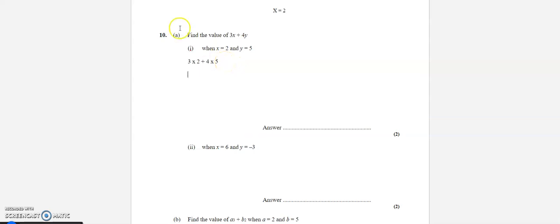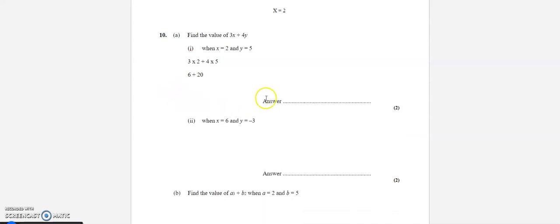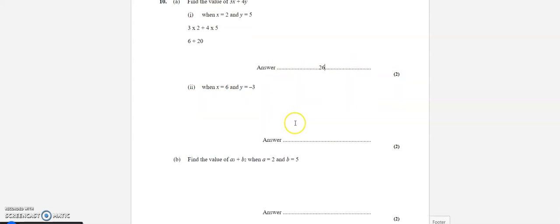Next line, we'll just do those multiplications. So 3 times 2 is 6. 4 times 5 is 20. And it's just a simple addition. So 6 plus 20, 26. That's all we're looking at.